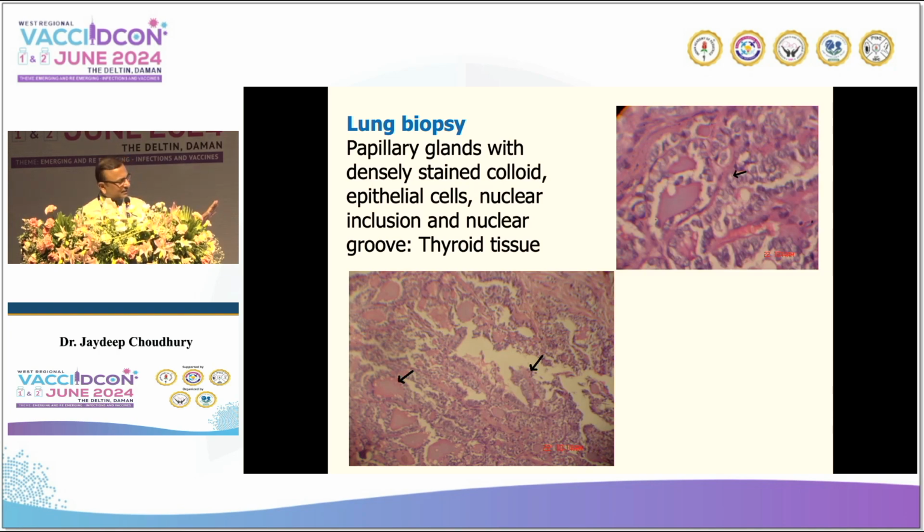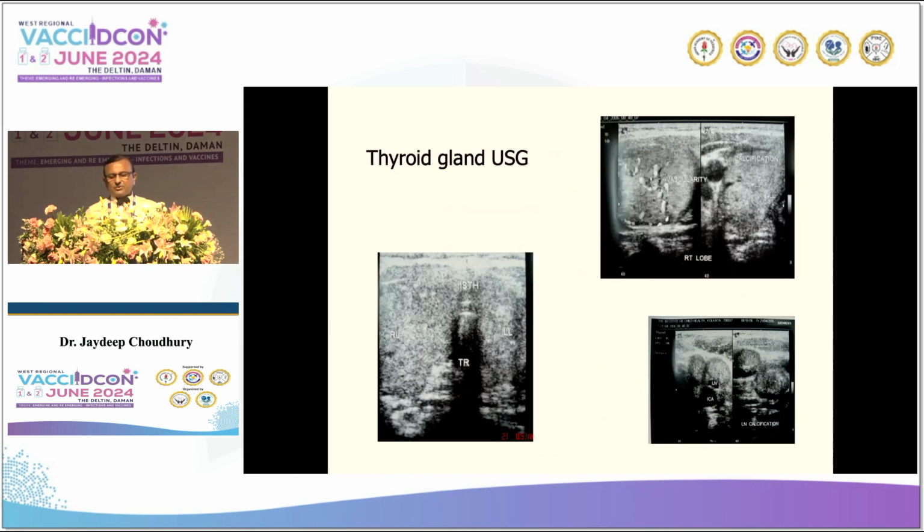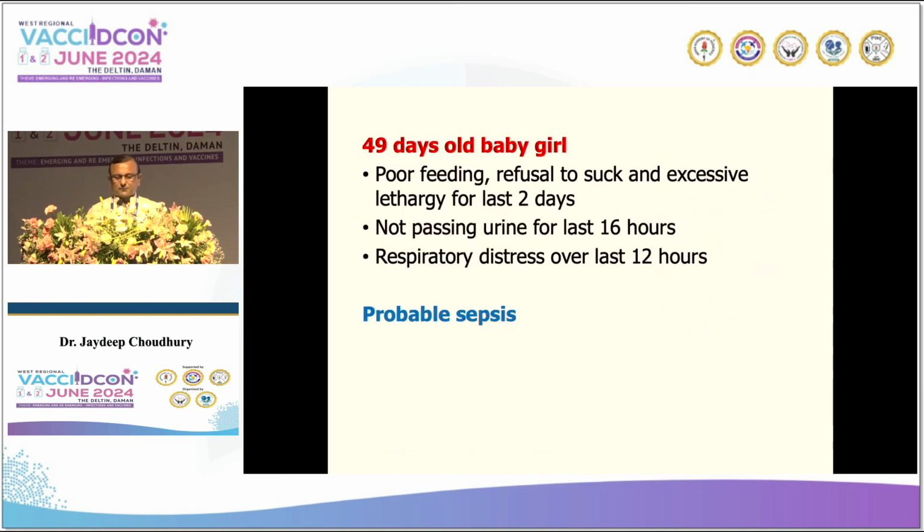You can see diffuse thyroid tissue in the lung biopsy. So of all the metastatic lung diseases, if we have multiple nodules, then three common things come. One is kidney, one is thyroid, one is sarcoma of bone. And here it was thyroid. Thyroid USG was done, you can see, and then the thyroid scan was done. It was follicular carcinoma of thyroid presenting as miliary shadow.